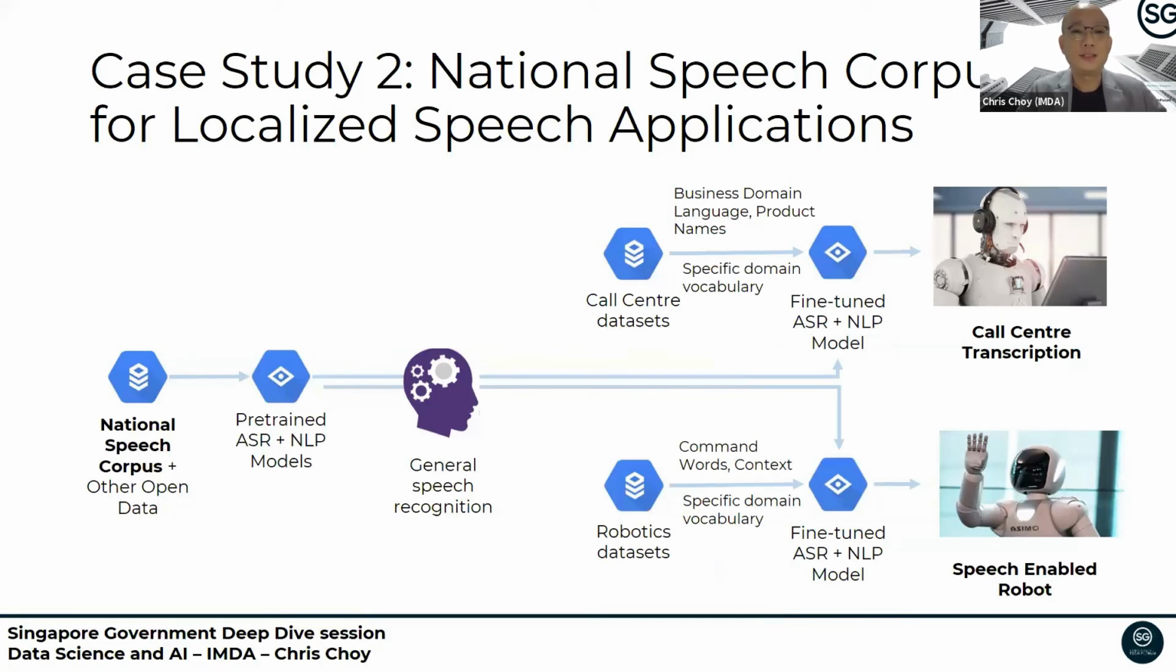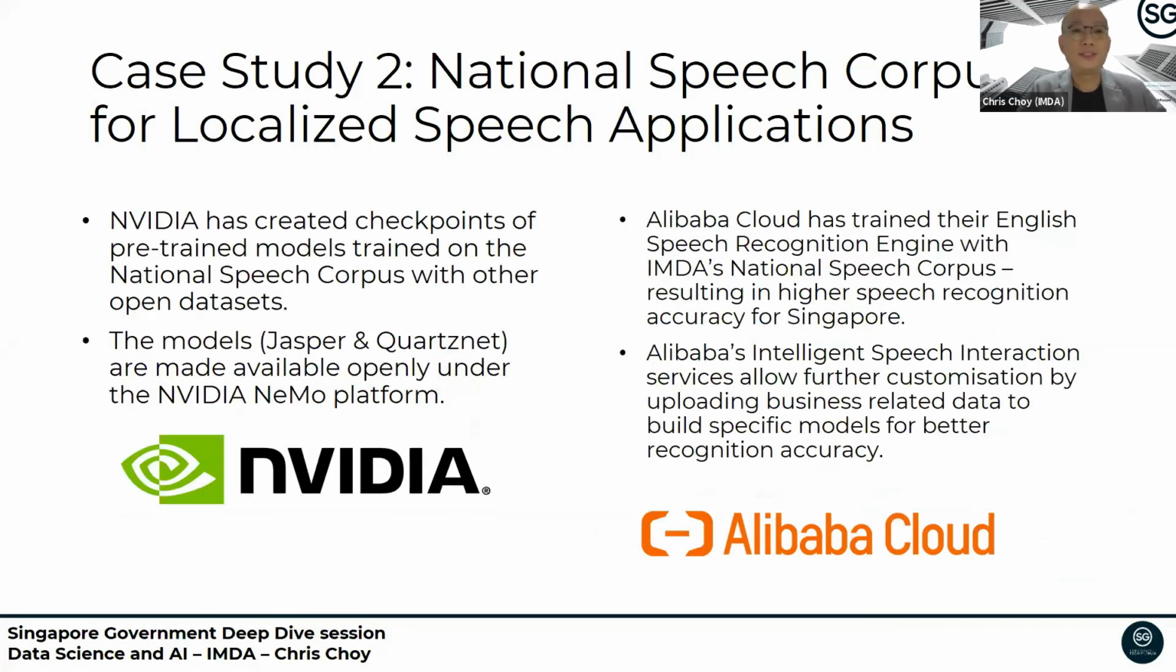So as you can see, with the corpus, the industry can directly fine-tune their existing models, and they can add on their other NLP models so that it can be localized for different kinds of applications, such as call center transcription or speech-enabled robots. And I'm very happy to share that there are use cases and success stories that are not just experienced by some of the local vendors, but also by some of the global giants that we are working with as well.